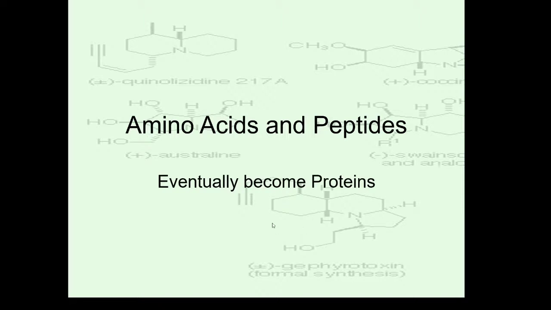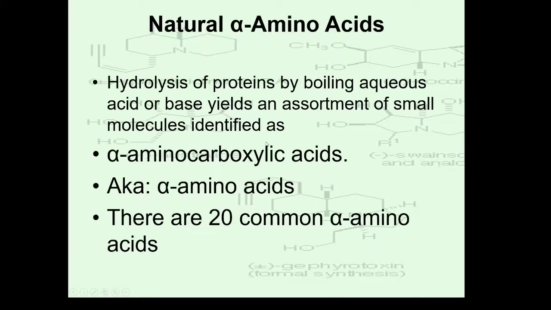So we're going to start with amino acids and peptides, which eventually will end up being our proteins. Alpha amino acids, and our natural alpha amino acids here, as we said. There are a couple of things we need to look at. There are 20 common alpha amino acids. You should be familiar with their structure. You should know their side chains. All of them have the same basic structure.